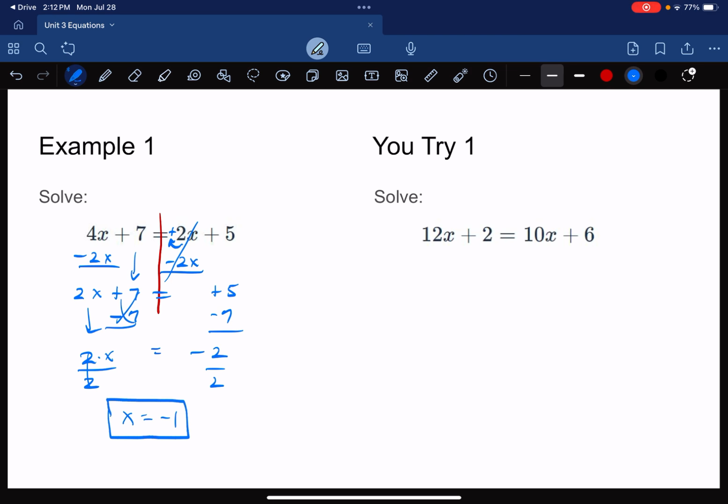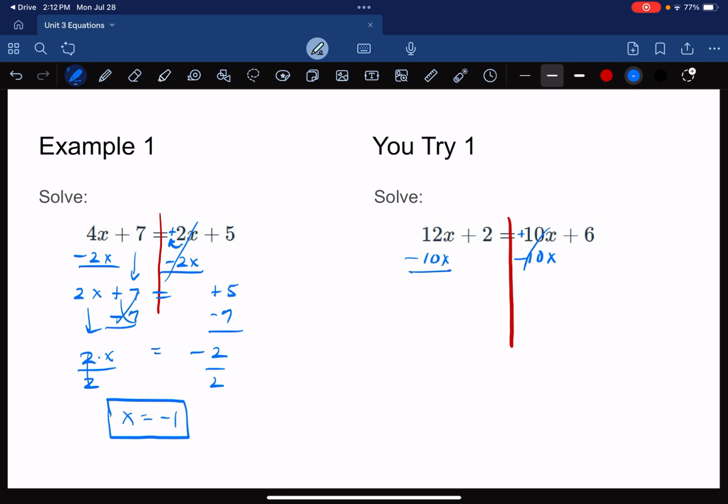Okay, you good. You try the next one here. Pause the video. All right, I see a 12x and a 10x that belong together, but they're on the wrong sides. So I'm going to move the smaller one. That's the 10x. It is positive 10. So I subtract to get rid of it.